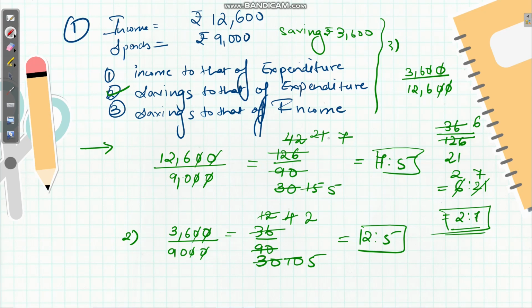So this is how you solve a question in which income is given to you and the expenditure is given to you. First find the saving, then you can find whichever ratio they ask. In any order they ask, divide it. Whichever word comes first, that you have to put as your numerator. That's it.